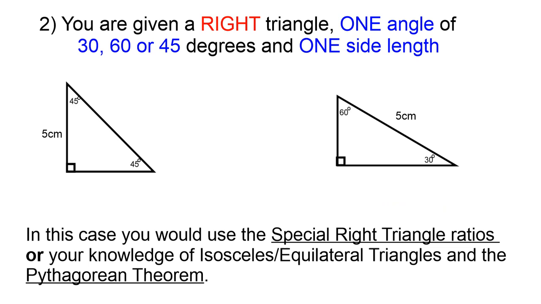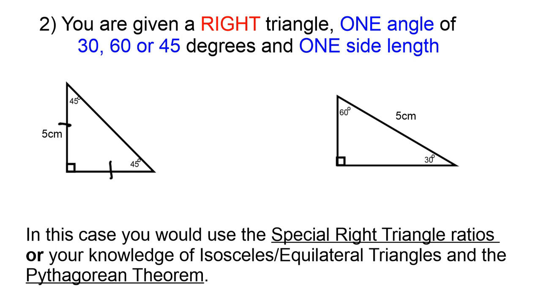Another situation is when you're given a right triangle, but this time you're given one angle and one side length. So notice again, there's only one side length given in both of these situations, but you're given either a 30, 60, or 45-degree angle, indicating that you're going to use your special right triangle ratios, or the fact that you know this triangle right here is an isosceles triangle. So you have two sides that are equal, so that can help you out. And then you can use the Pythagorean theorem.